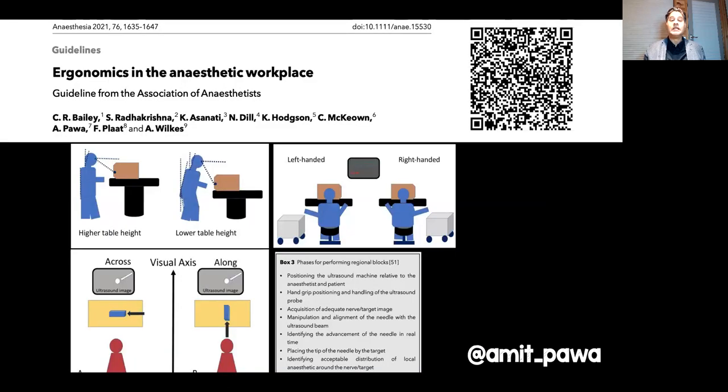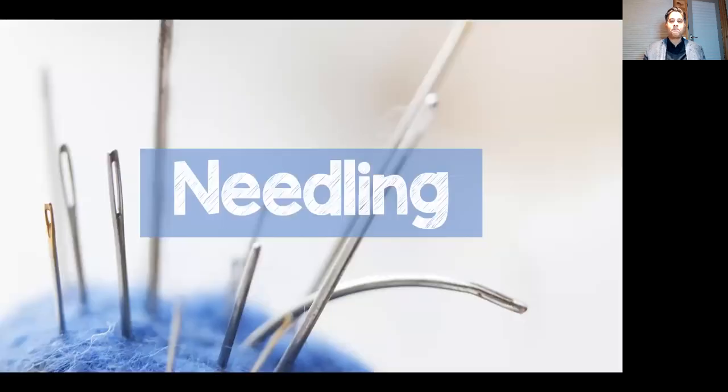On that subject, here is a paper that was just published this year in Anaesthesia, some ergonomic guidelines. Please do scan that QR code and check them out. They cover a lot of the issues, as well as many more that I've discussed here.